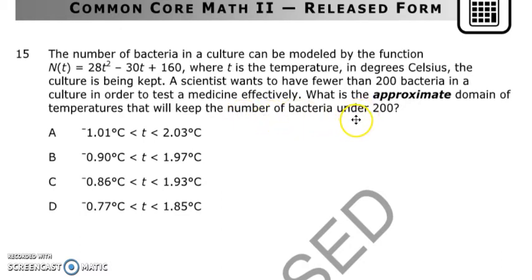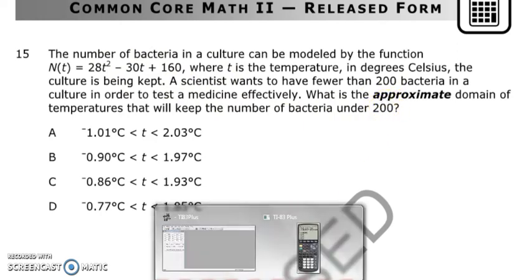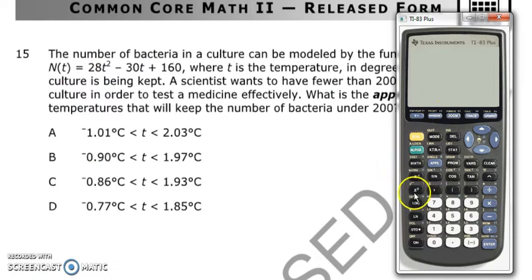So, you remember domain. Domain is the x values for which the function is defined. And so we're comparing the function to the y value of 200. I've already put these two in the calculator here, y1, y2, and we're going to see where the graph is below the 200 limit.